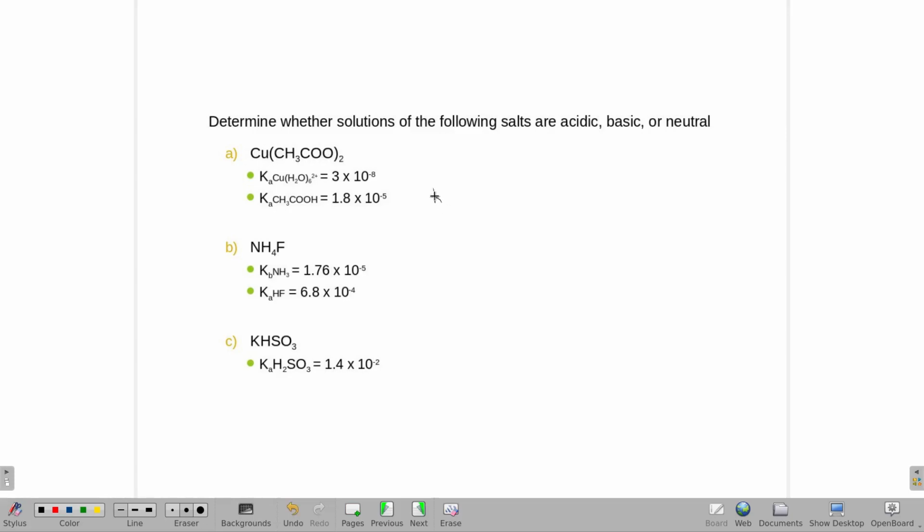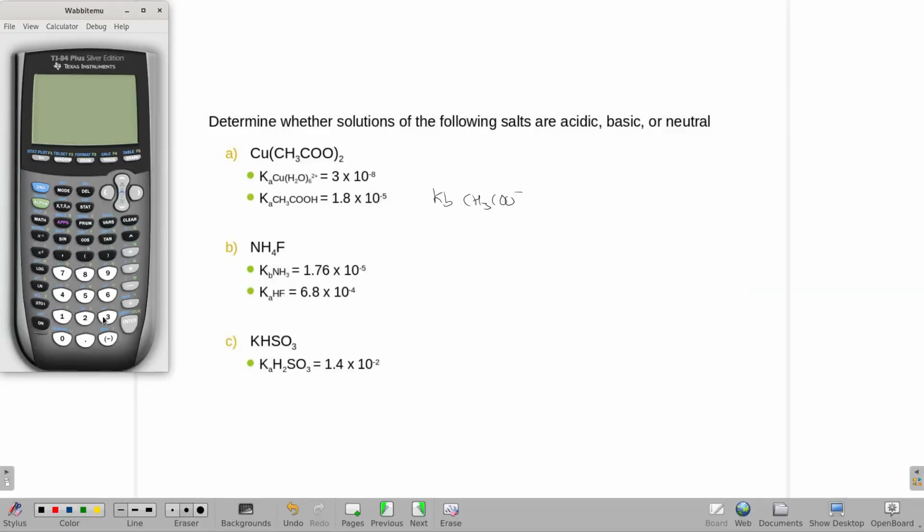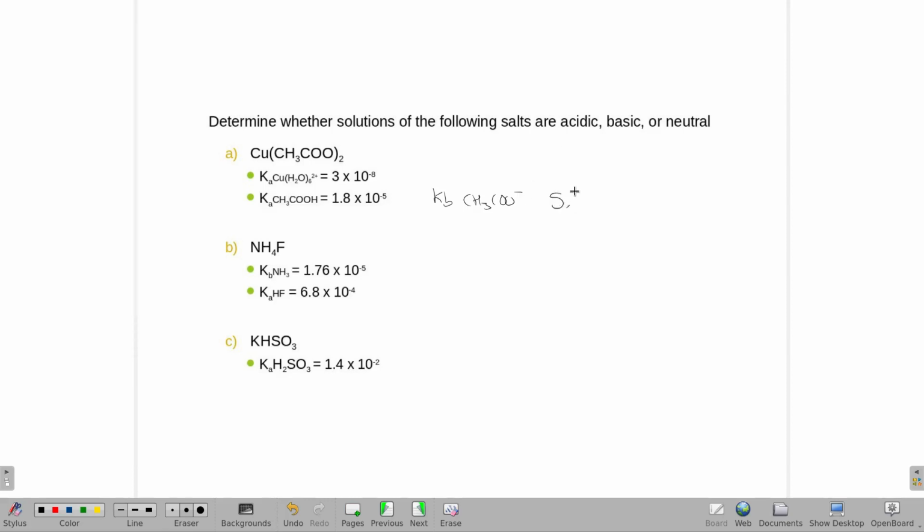So I need to get the Kb of the CH3COO minus. So we're going to do that real quick from that 1.8 there. 1 times 10 to the negative 14th divided by 1.8 times 10 to the negative 5th gives me a Kb of 5.6 times 10 to the negative 10th. And looking at these two values, this is bigger, this one is acidic.